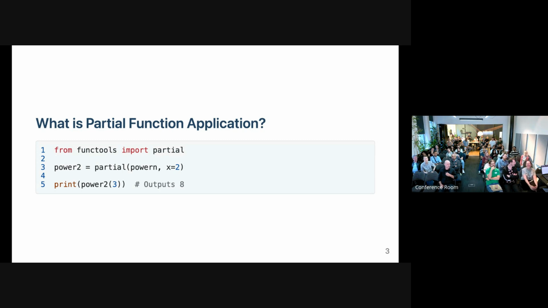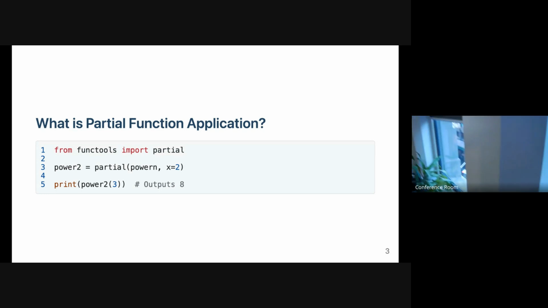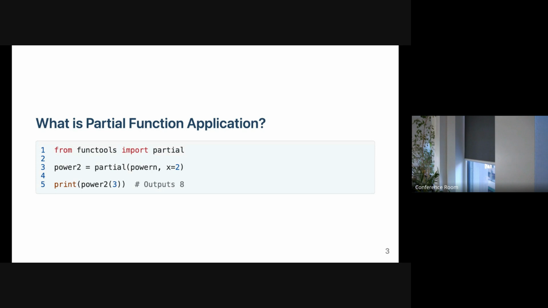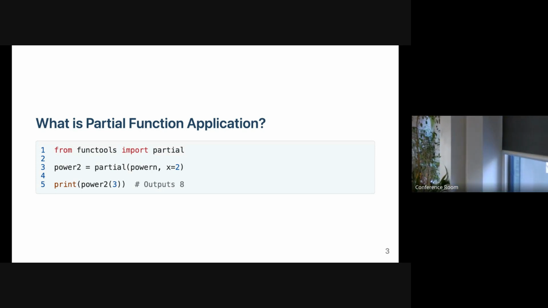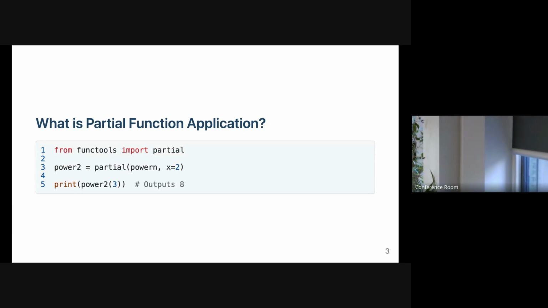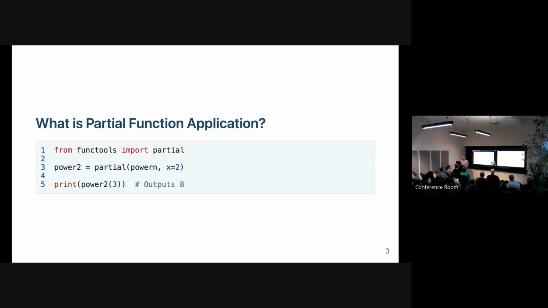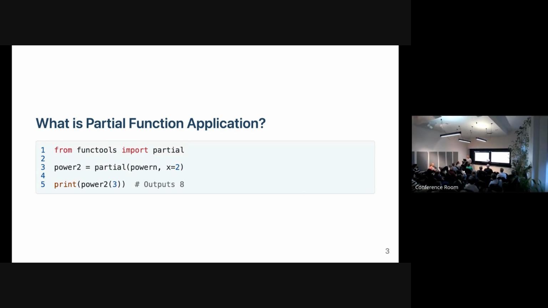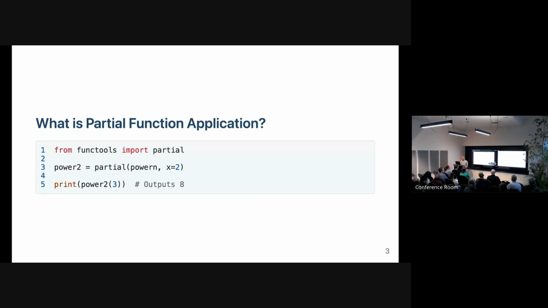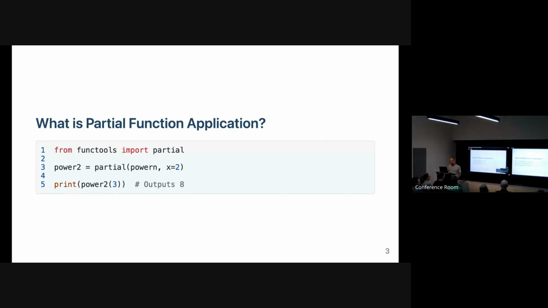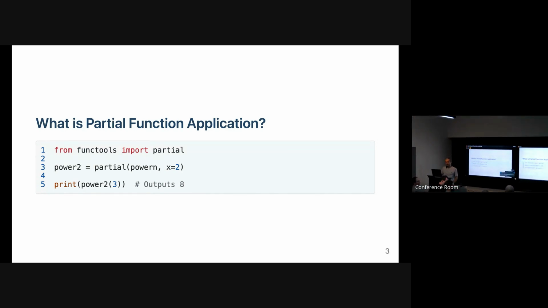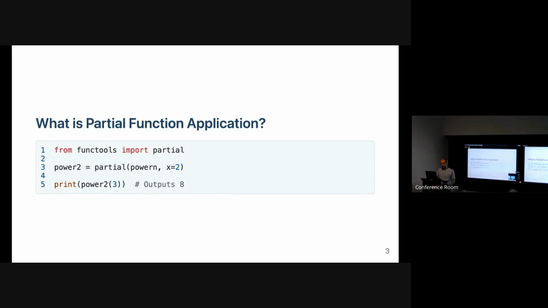So if you use that function and give it power n, for example, as an argument, and say, hey, I want to have the x, remember x from the previous one, as 2, and I want to fix it, it gives you another function. It's called power2, in which the argument x is fixed with 2. So now if you print power2 and only give it 3, you don't have to give it 2, remember 2 is fixed, it gives you out 8, right? It's the same thing in terms of result.